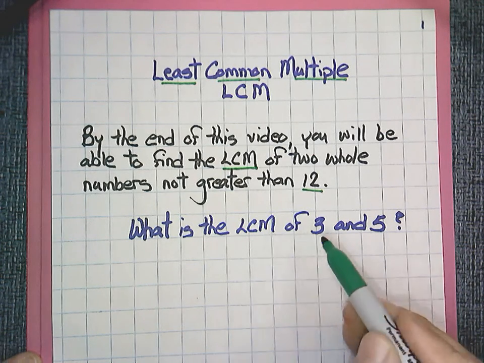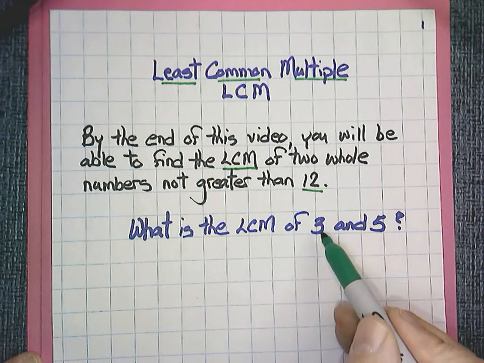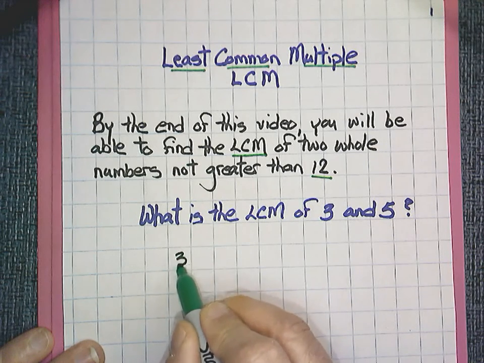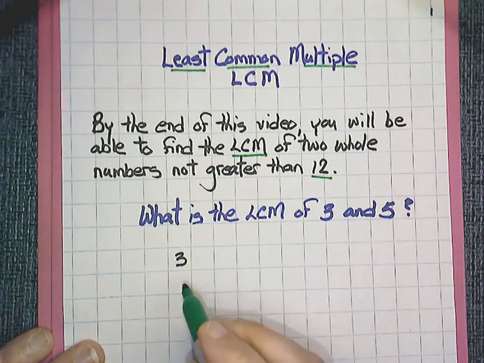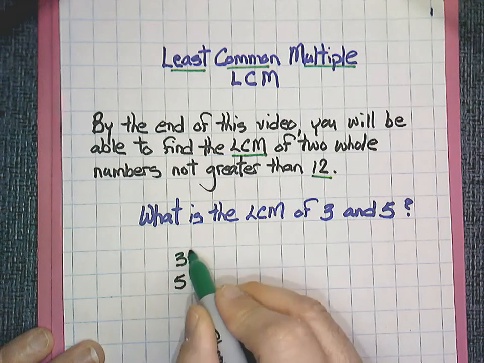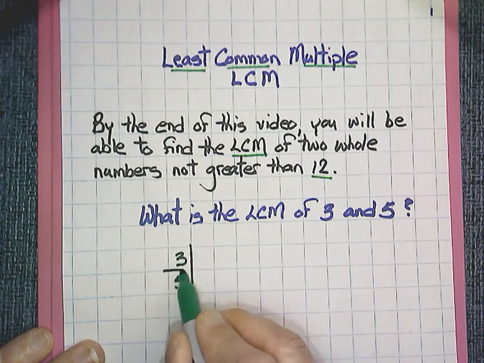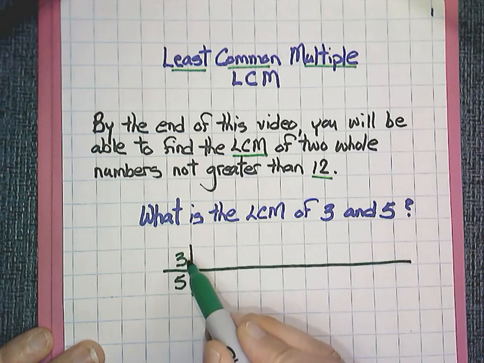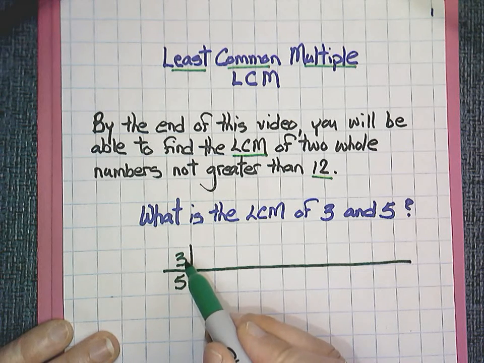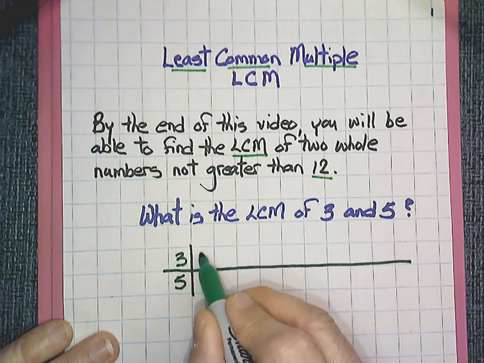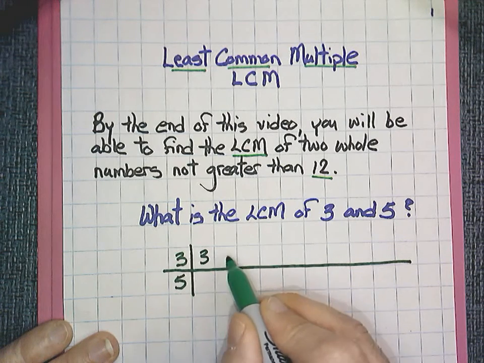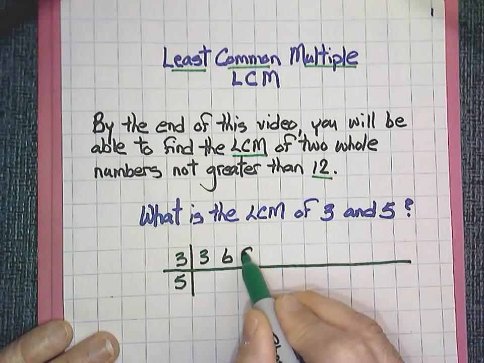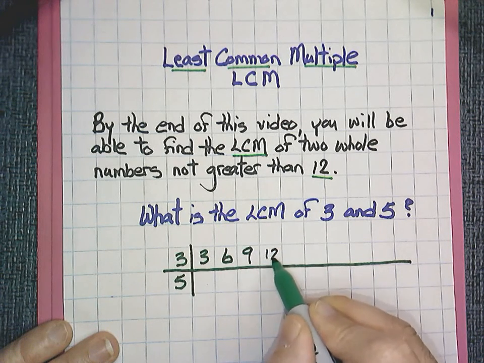So in this case, we have two numbers, 3 and 5. The first thing we'll do is make something called a T-chart. So we list the 3, and now I list the 5. And in this column, I'm going to write the multiples of 3. For example, 3 times 1 equals 3. 3 times 2 would be 6. 3 times 3, 3 times 4, and so forth and so on.